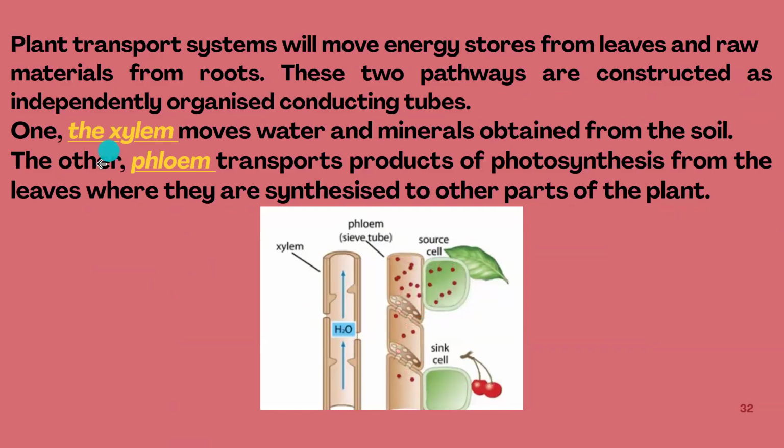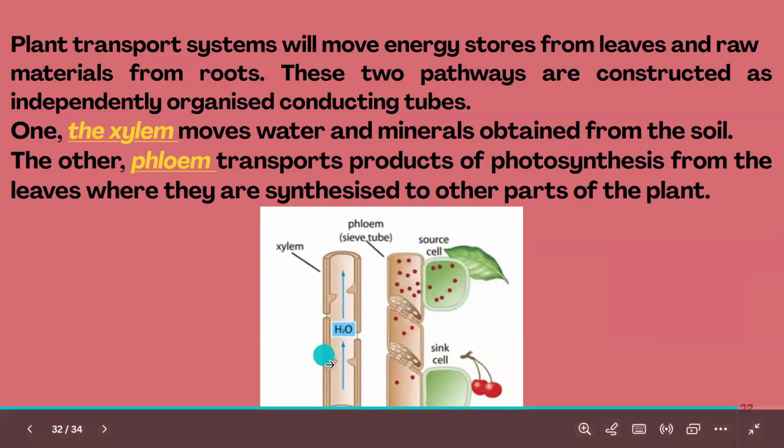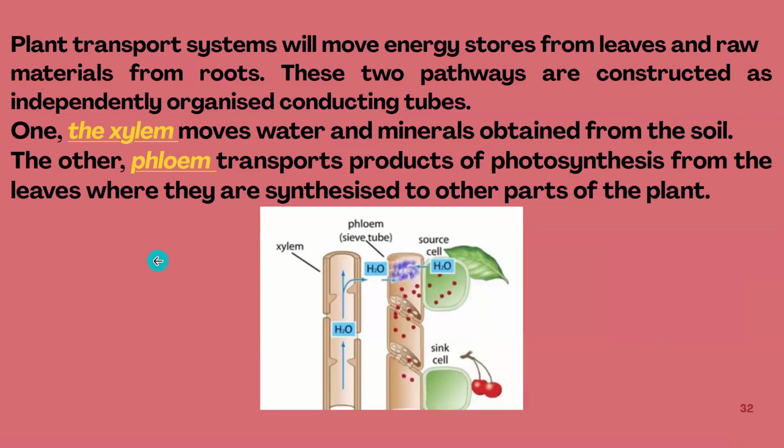Here the xylem helps to transport the water and the minerals obtained from the soil. The xylem helps to transport that water from the soil to the plant body. And the other one, the phloem, transports the product of photosynthesis. What is the product of photosynthesis? It takes place in the green part. That is the starch or the glucose, which will reach each and every part of the body through the phloem.